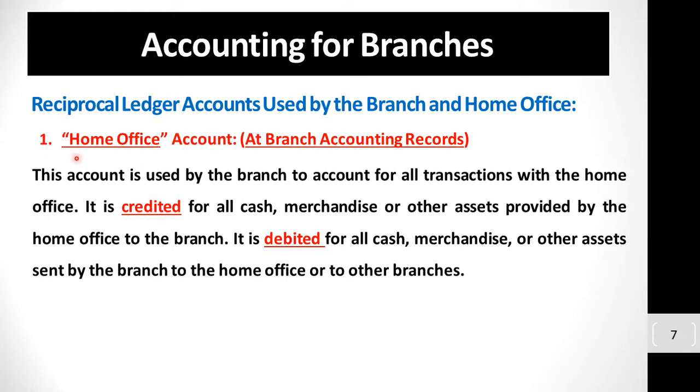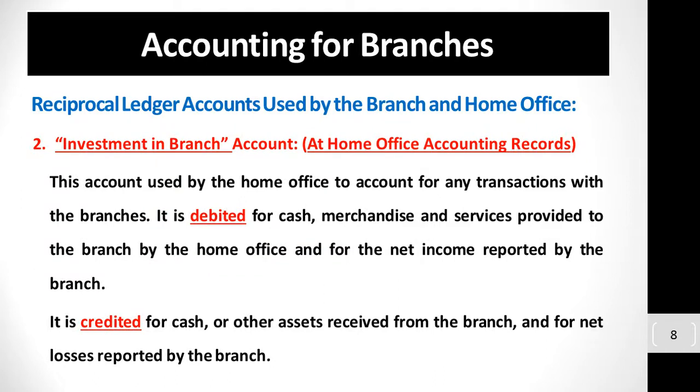The branch uses the account called home office in order to record the transactions between the branch and the head office. So this account is used by the branch to account for all transactions with the home office. It is credited for all cash, merchandise, and assets provided or sent by the home office to the branch. And it is debited for all cash, merchandise, or other assets sent from the branch to the home office. This is very important in order to help you make the journal entries. So study it very well.